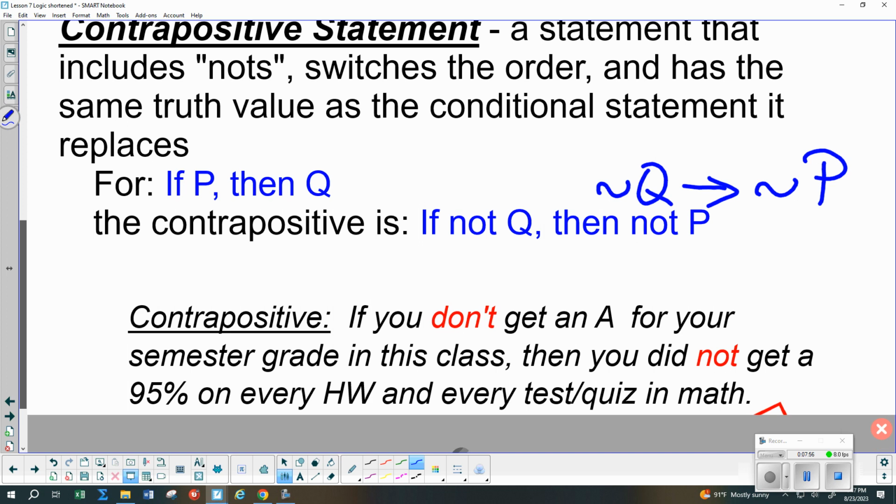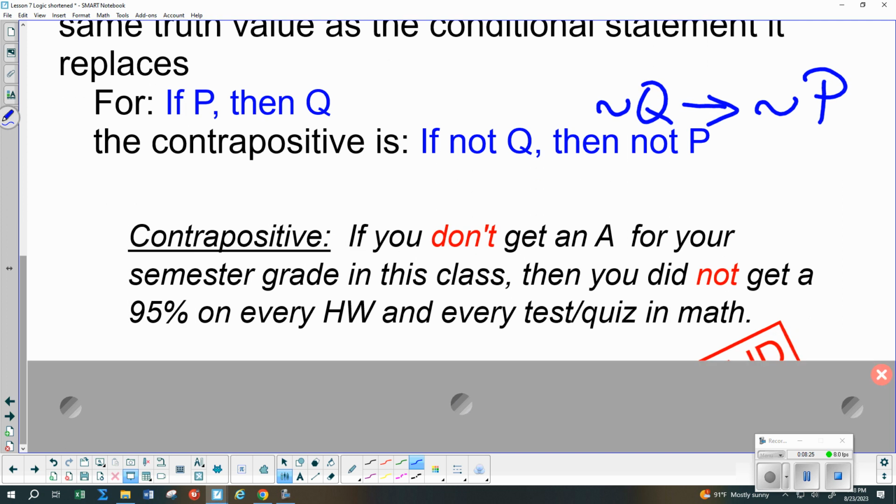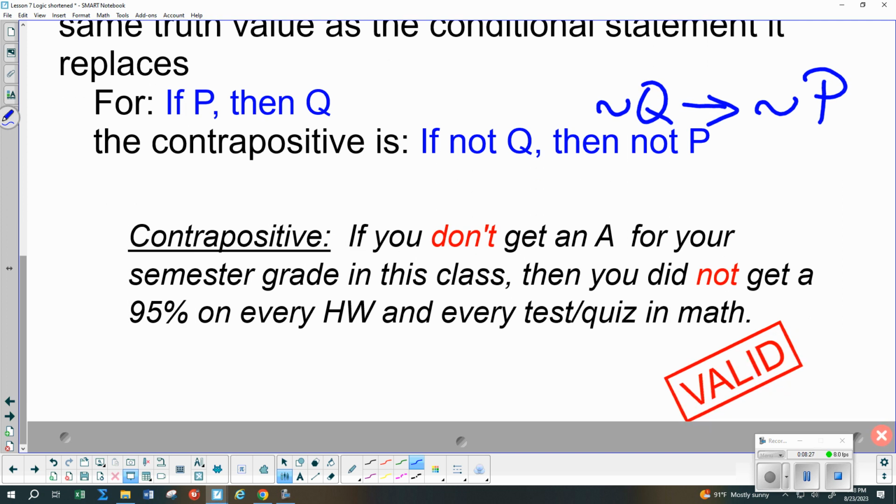Does that make sense here on our planet? If you don't end up with an A, then you didn't have a 95 on everything. There was at least one thing you didn't have a 95 on. Does that make sense to you? If you don't have an A, there was at least one thing that didn't have a 95. In fact, it would have to be way lower than a 95, like maybe a 20 or 30% on a test or something like that to pull that average down. That also makes sense to us. That one is also good logic, valid logic.